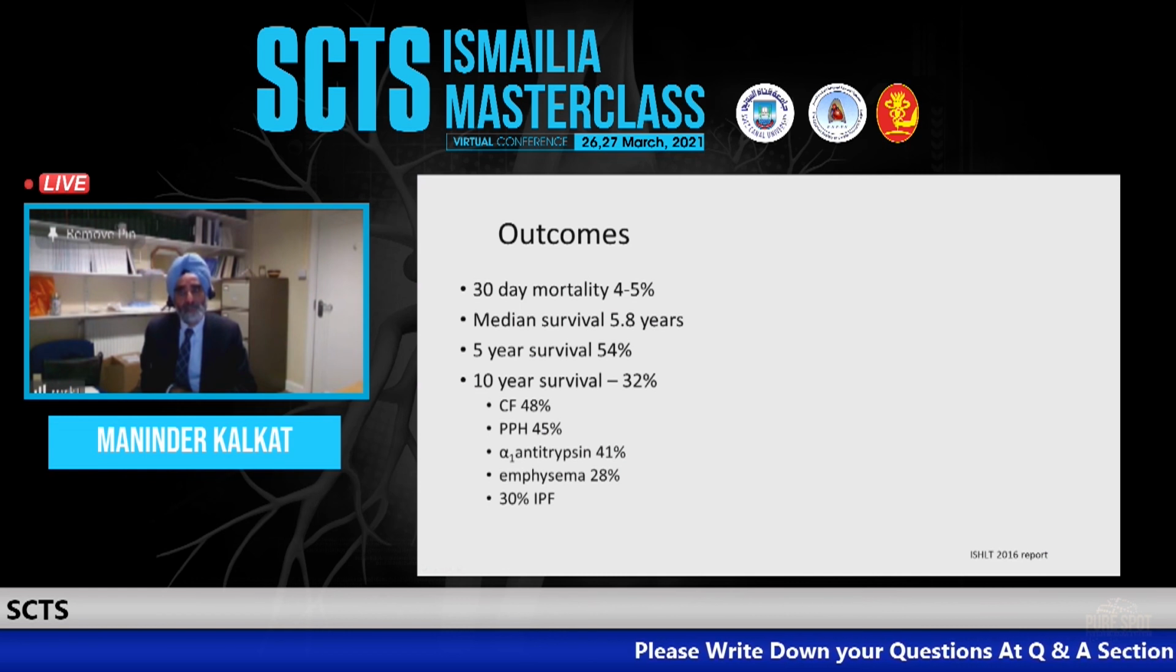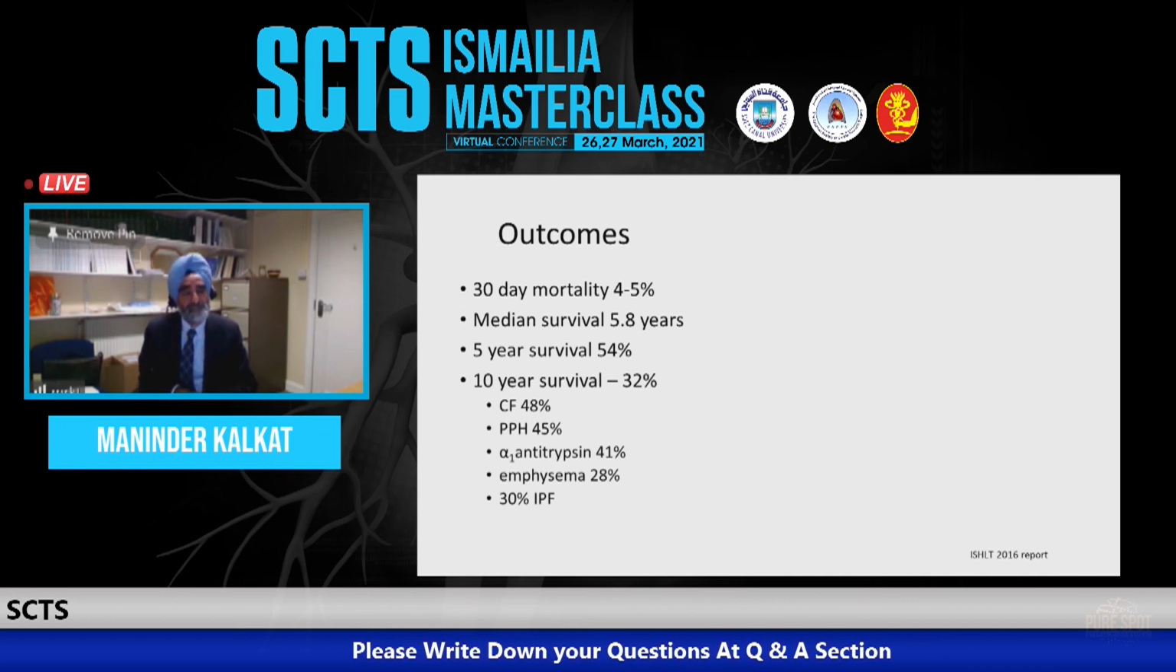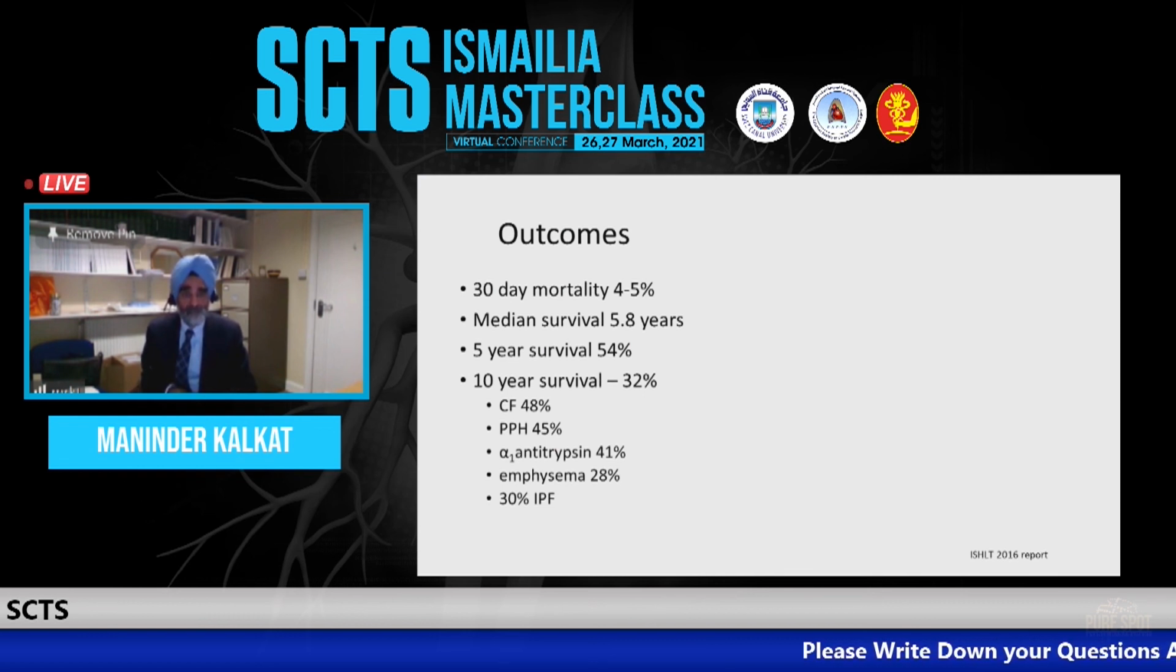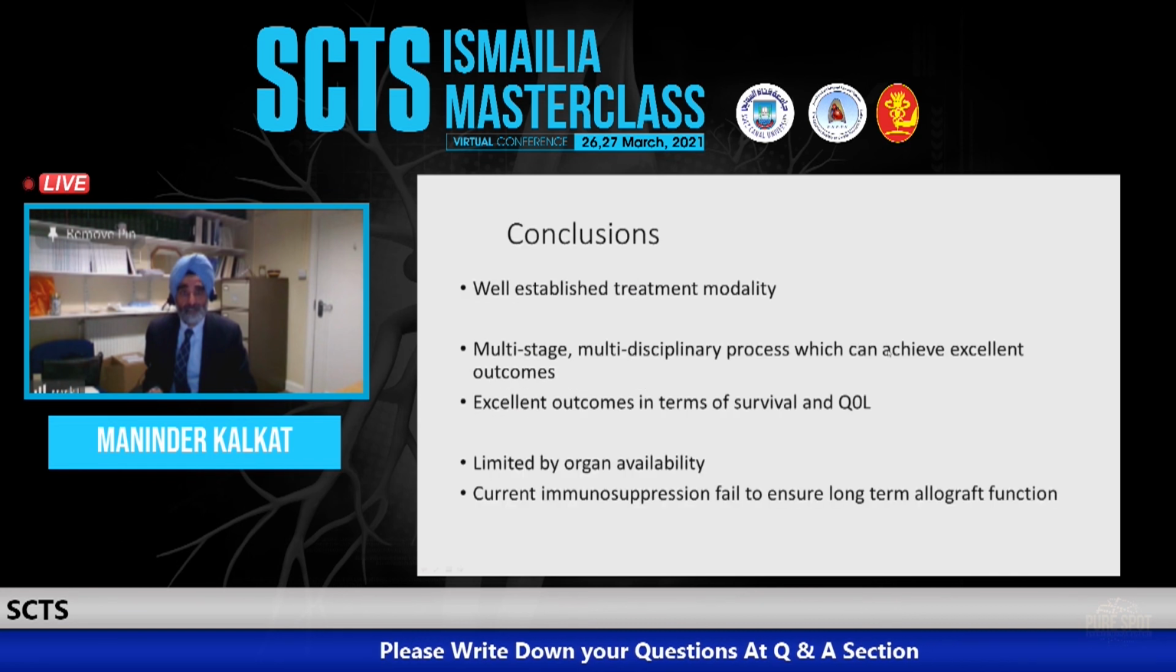So the outcomes, looking at this ISHLT report published in 2016, the 30-day mortality is about 4 to 5%, median survival 5.8 years, 5-year survival 54%, and the 10-year survival as depicted in this. I understand the results are a little better in the years since, but not impressively better. But still, it is good outcomes.